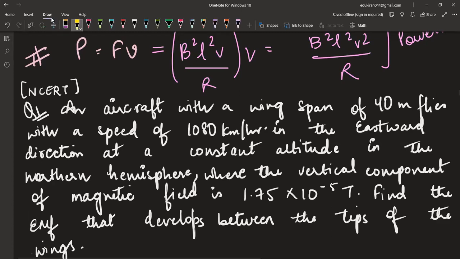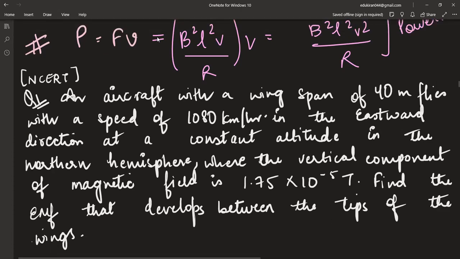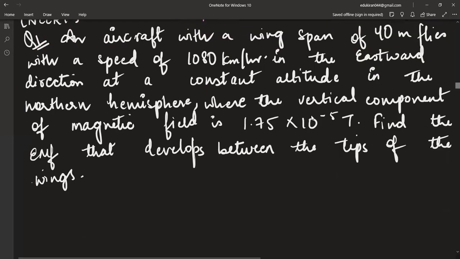This question says that an aircraft with a wingspan of 40 meter flies with a speed of 1080 kilometers per hour. So first thing, this has to be converted into meter per second as well. In the eastward direction at a constant altitude in the northern hemisphere, where the vertical component of the magnetic field is 1.75 into 10 to the power minus 5 Tesla. Find the EMF that develops between the tips of the wing. Very, very easy question given in your NCERT.